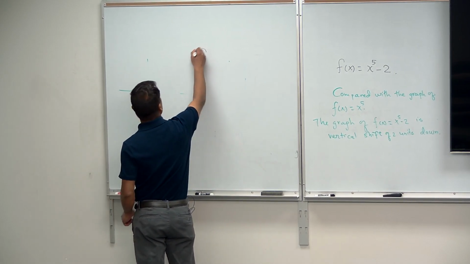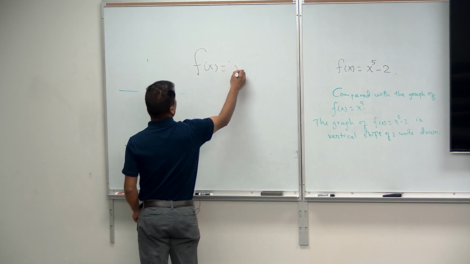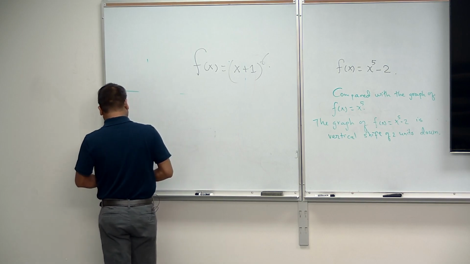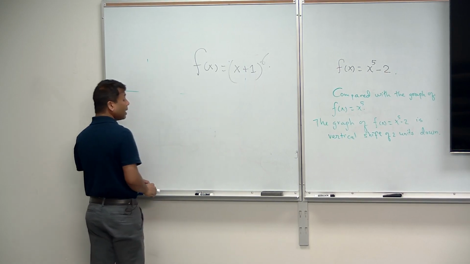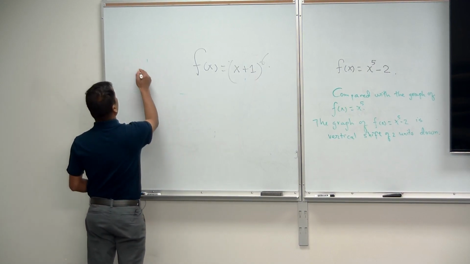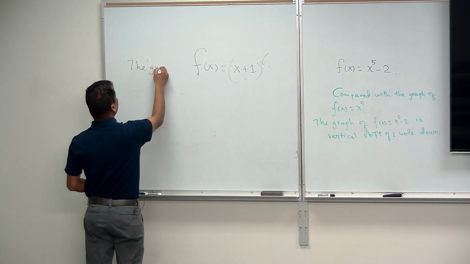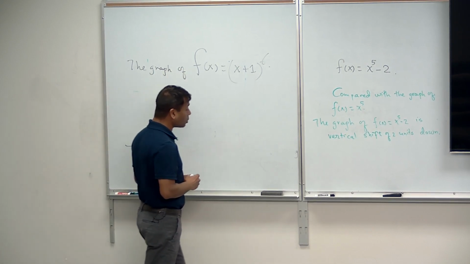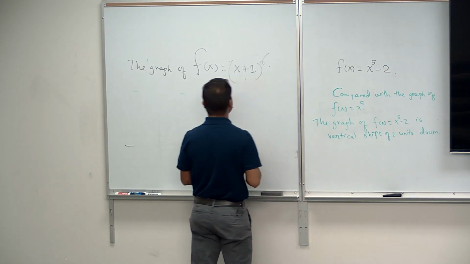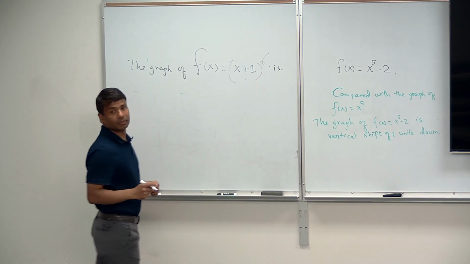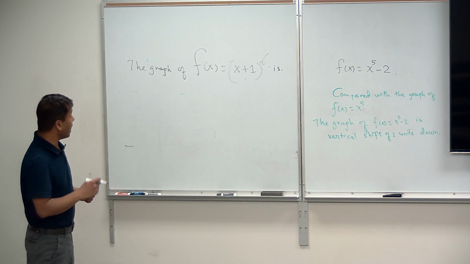Yes, so you have f(x) equal to (x plus 1) raised to the power 6. Is that right? So the graph of this function, the graph of f(x) equal to (x plus 1) to the power 6, what is this?